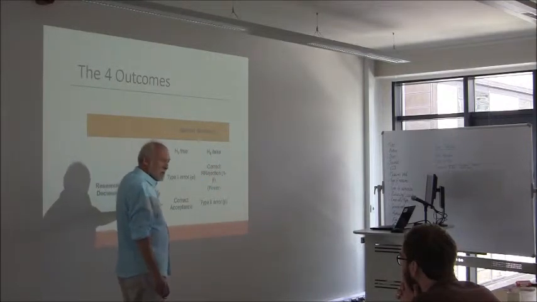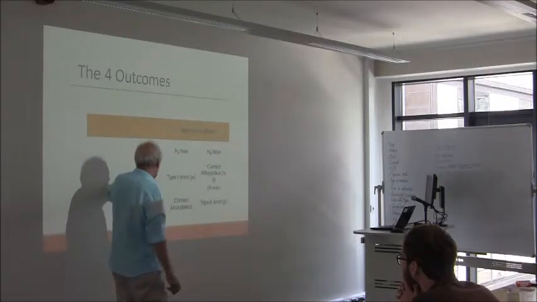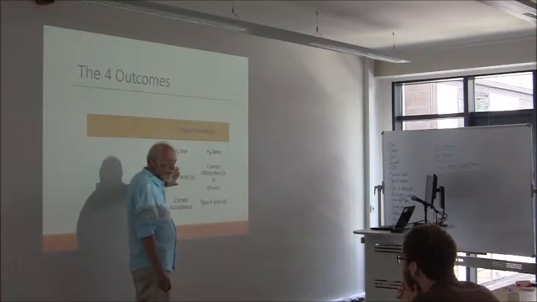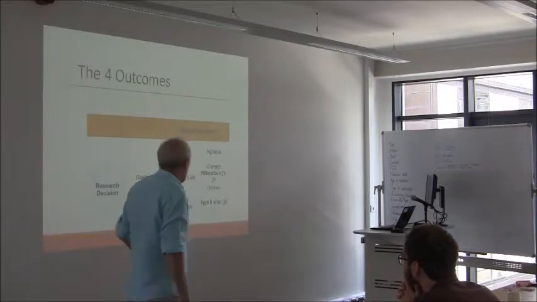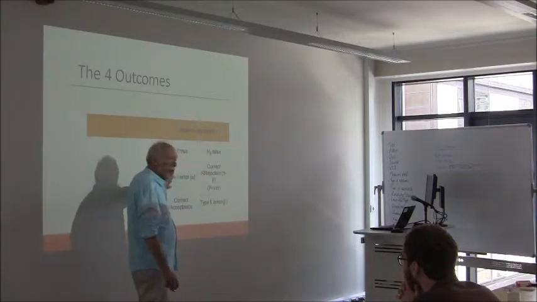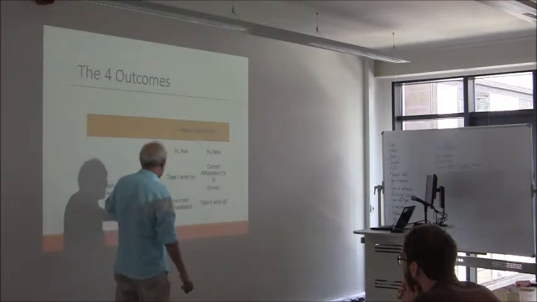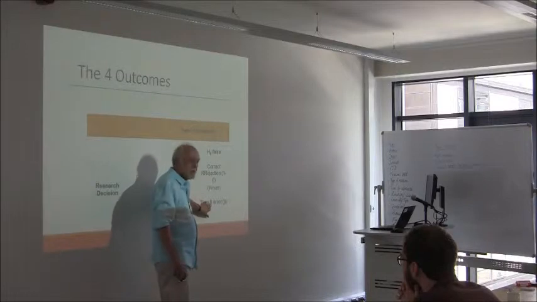But we can make these errors. We can reject the null hypothesis when in fact it really was true. So we say, actually, they are creative, but they're not. And that will be a type 1 error. Or the other problem is we can accept the null hypothesis and say they're not creative, when in fact they are. And that's a type 2 error. Right? Everyone familiar with that now?